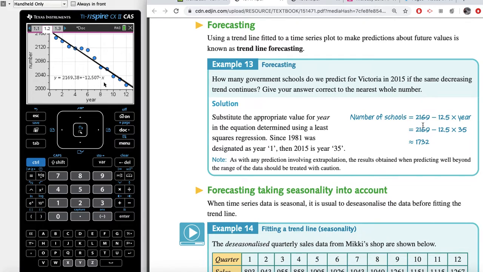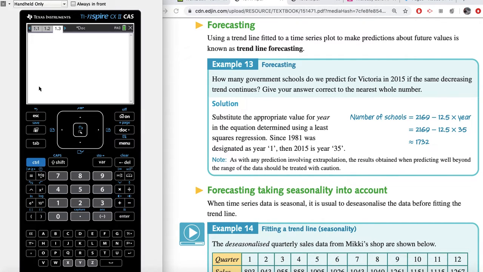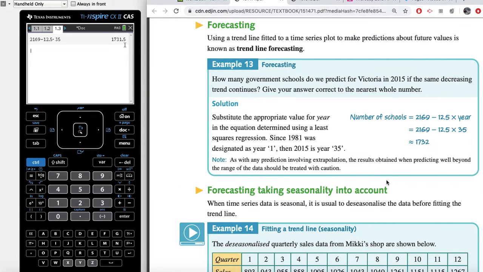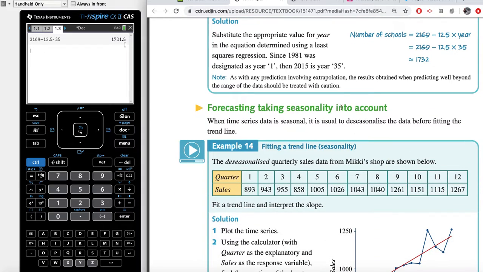So we use our equation, if you want to see how this works, calculator, we got 2169, and we're going to minus 12.5 times the 35th year, so that's where we get 1732. See, it's got little squiggly equals, that means about that, and because it's 0.5, that's why we rounded up to that many. And this part here is just talking about extrapolation. See how that comes up a lot? We know it does.